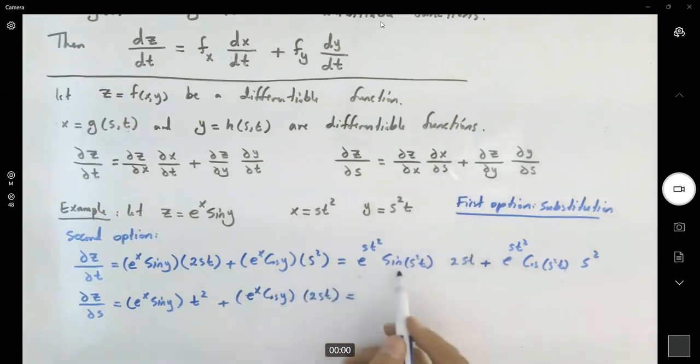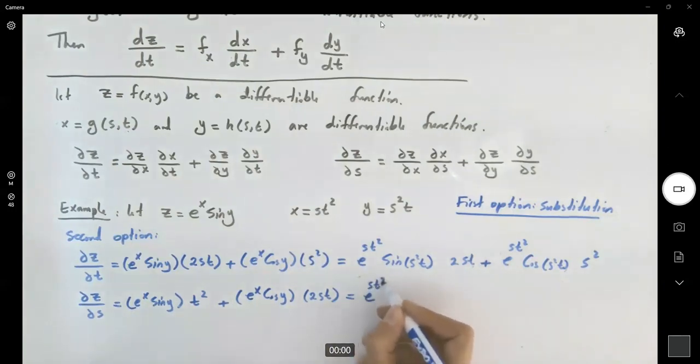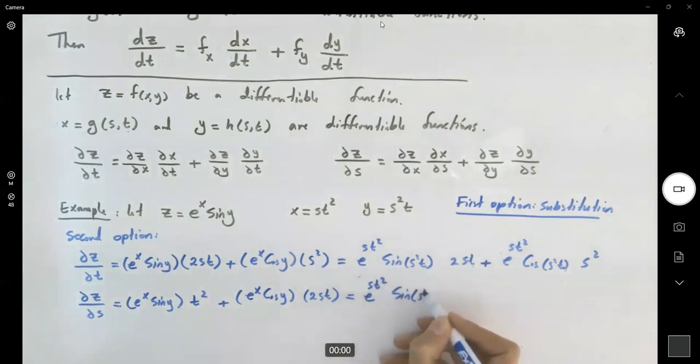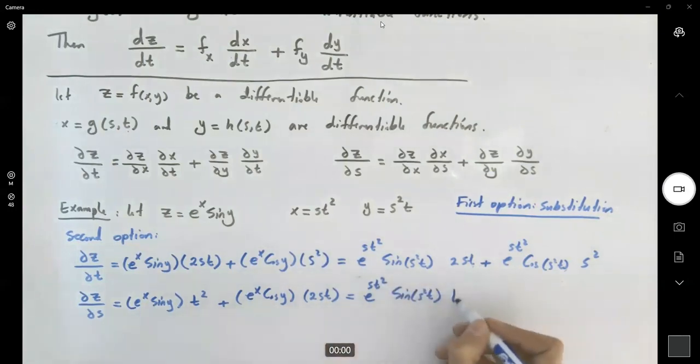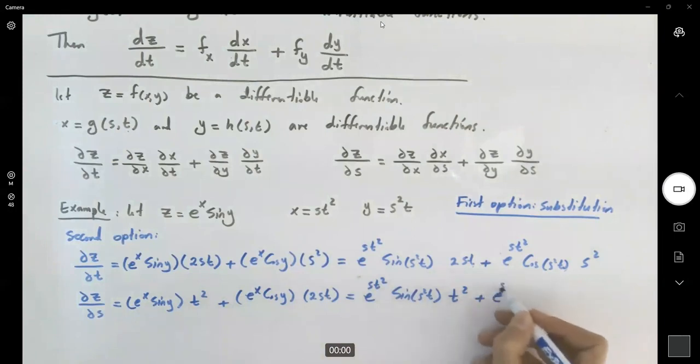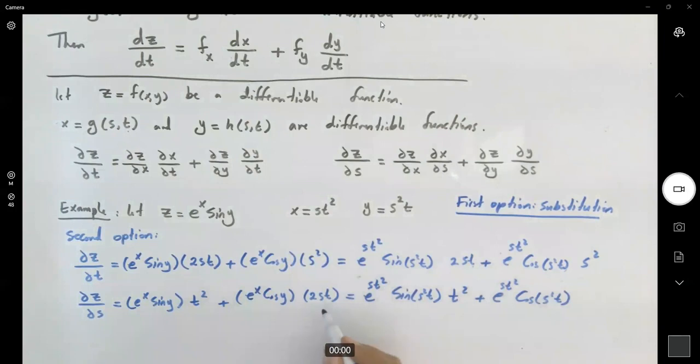Again, don't forget to do the substitution. We cannot have x and y present here. Here you have e to power s t squared sine of s squared t times t squared plus e to s t squared cosine of s squared t times 2st. Again, you can factor out e to power s t squared. You can factor out t as well and write it in factor form, or you can just leave it as it is.